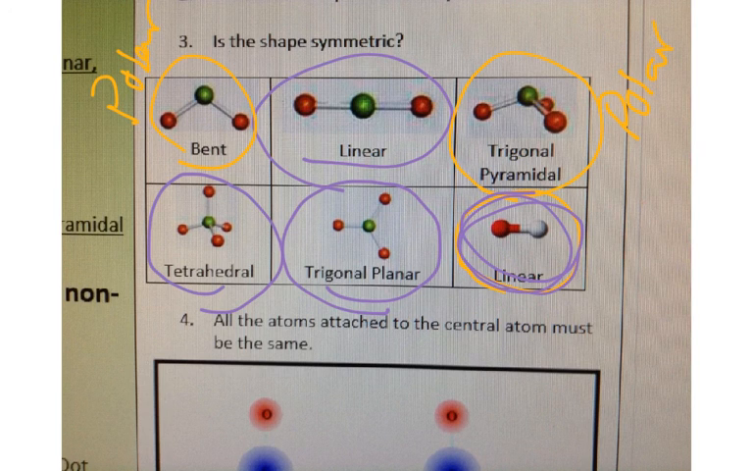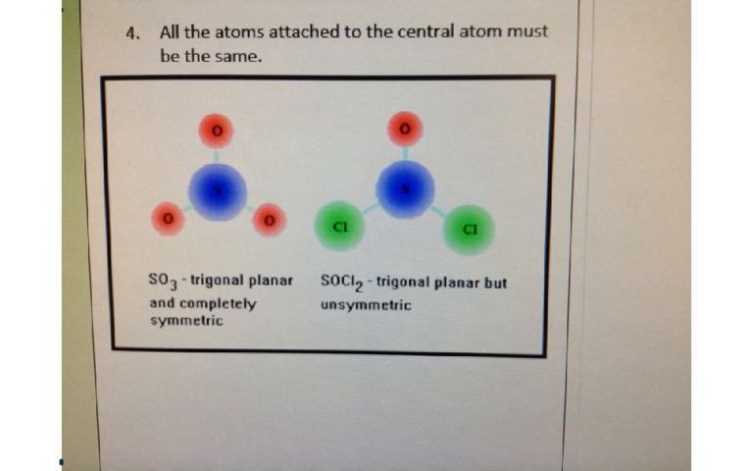Okay, if it was one of the ones that were circled in purple, then I would need to move on, and I would need to ask myself if the atoms attached to the central atom were the same or not. So looking at these different structures, I have SOCl2 and I have SO3. I notice that both of them are going to be a trigonal planar shape. So what I need to do is ask myself, is the central atom attached to the same three things, or is it attached to somewhat of a different thing?